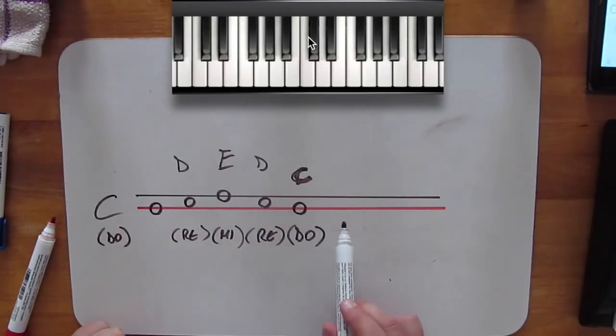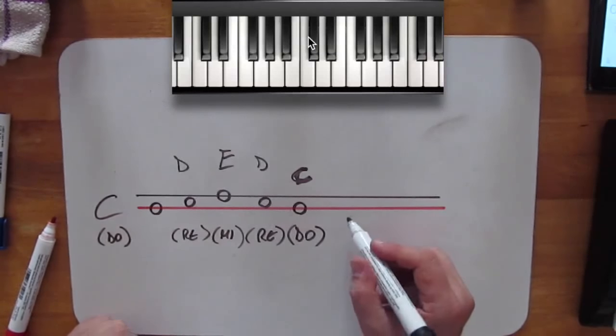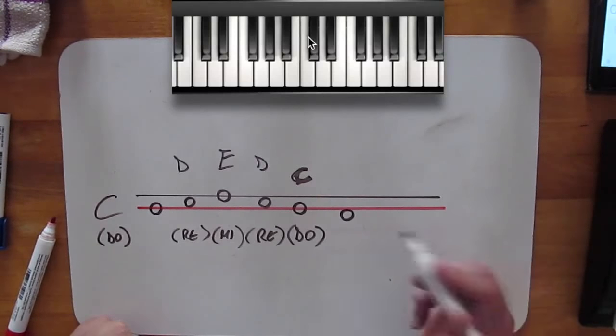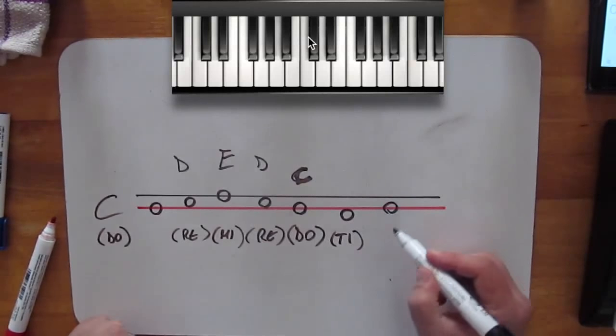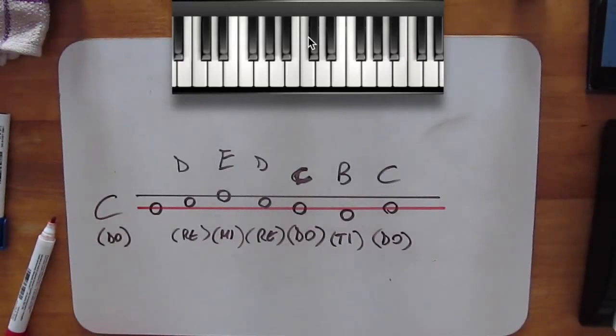Now I need Ti, Do. The Ti is below the Do, so I write my dot a little bit below. That would be the Ti. And then back up to Do. So there you go. It all started with one line. Do, Re, Mi, Re, Do, Ti, Do.